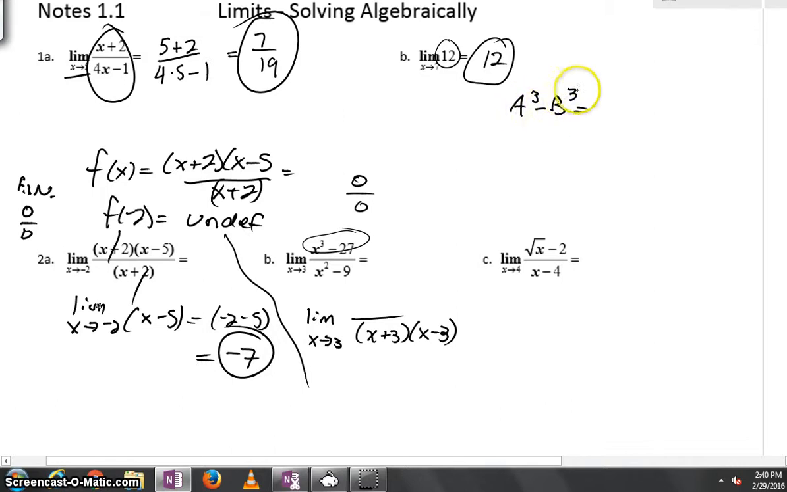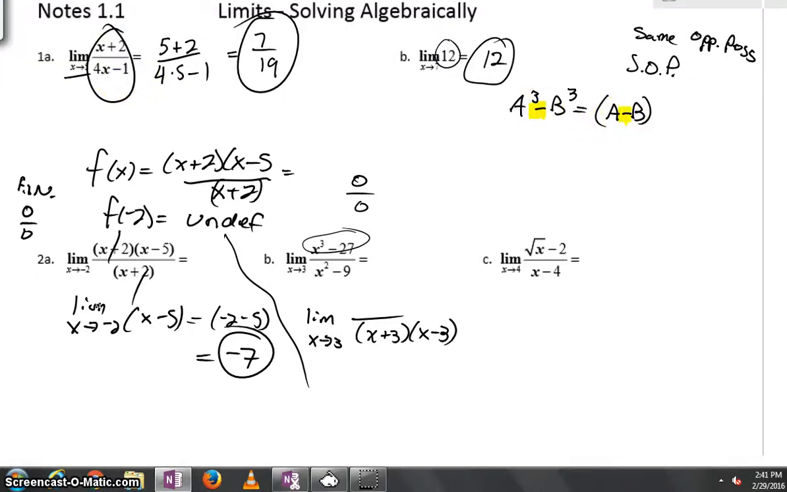Difference of cubes, a cubed minus b cubed. Anybody remember? A minus b. I don't know if you had Mr. Olson. He a lot of times talks about SOP. Same, opposite, positive. That's what SOP stood for. Sometimes you'd say, what on earth are you talking about? Well, you get that minus, keep the same sign, right? That's what's going on. Next, you go to a squared, but now you're going to have to go with the opposite. You saw a minus, turn it into a plus. You're going to have ab. And then you always end with a plus. We're going to end with a plus b squared.